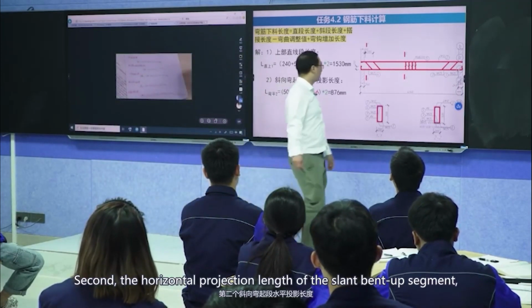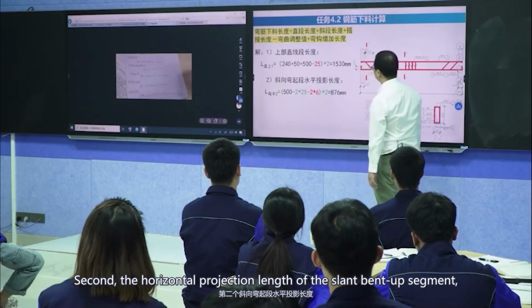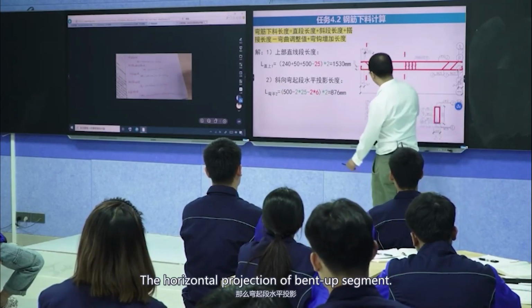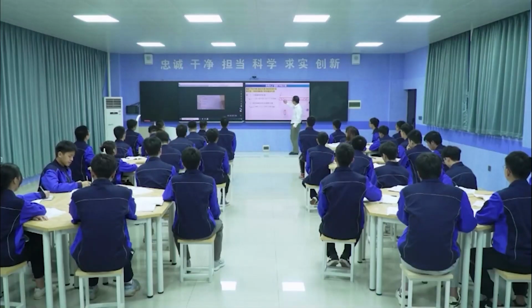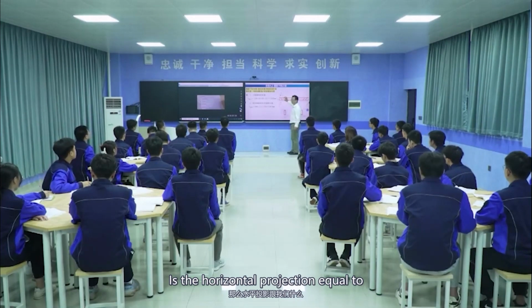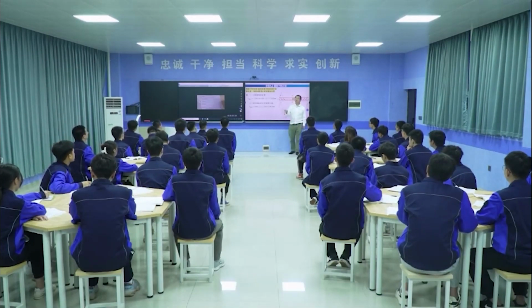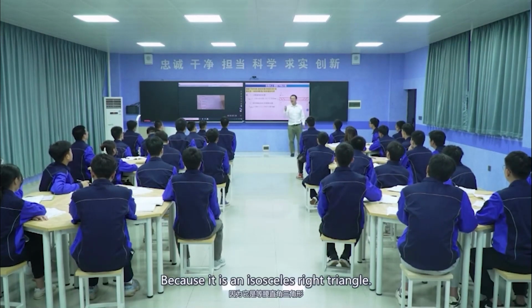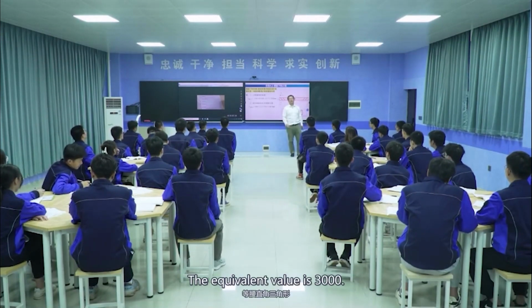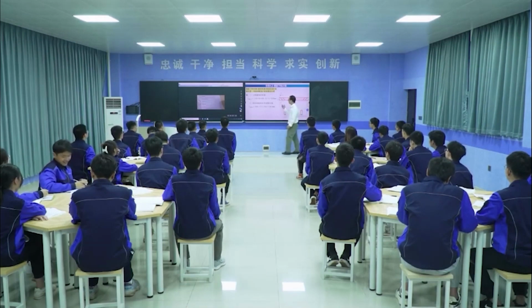Second, the horizontal projection length of the slant bent-up segment. Is the horizontal projection equal to the vertical projection? They are the same. Why? Because it is an isosceles right triangle.